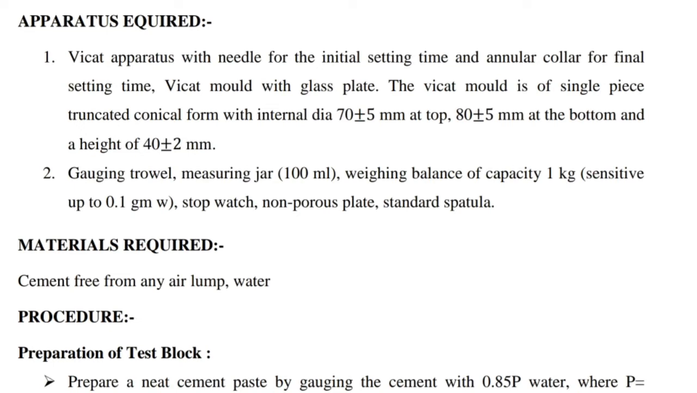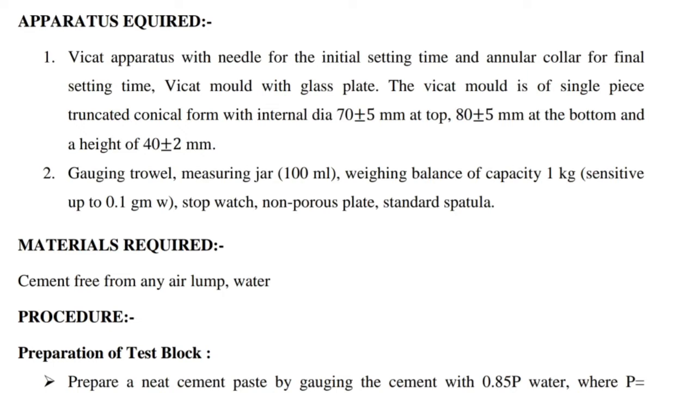Apparatus required. 1. Vicat apparatus with needle for the initial setting time and annular collar for final setting time. Vicat mold with glass plate. The Vicat mold is of single piece truncated conical form with internal dia 70 ± 5 mm at top, 80 ± 5 mm at bottom, and a height of 40 ± 2 mm.